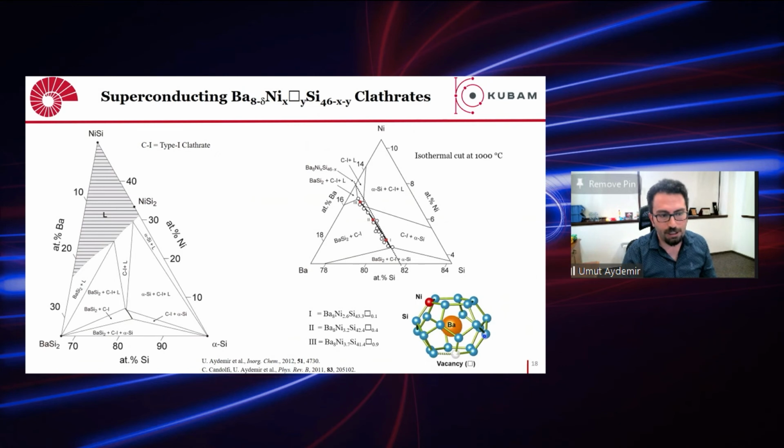Okay, so this is, again, the crystal structure. In the crystal structure, we have the barium encapsulated in the cages, and nickel and silicon forming these polyhedra, and we can even have the vacancies, which results in these lone pairs, let's say three-bonded silicon in the crystal structure.